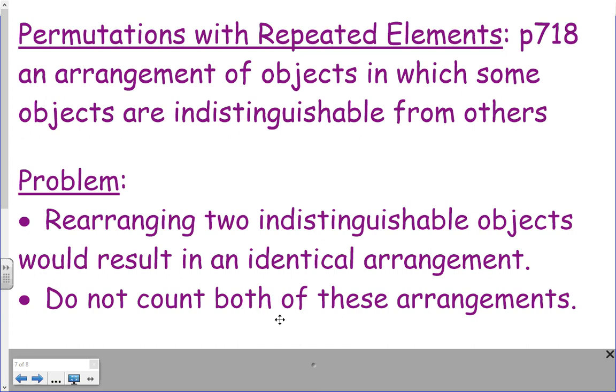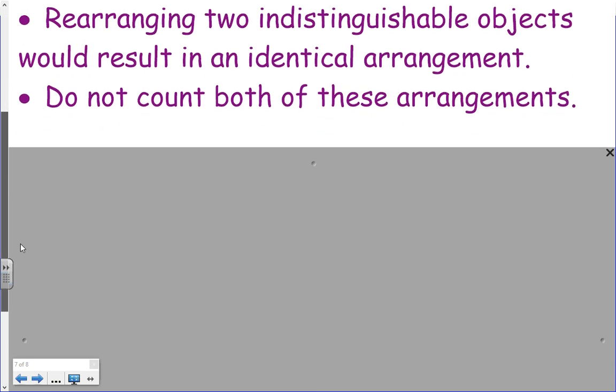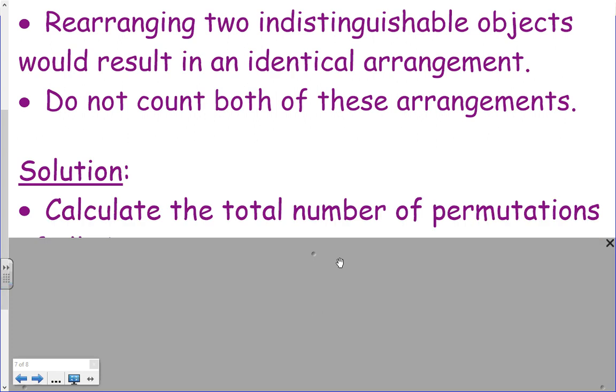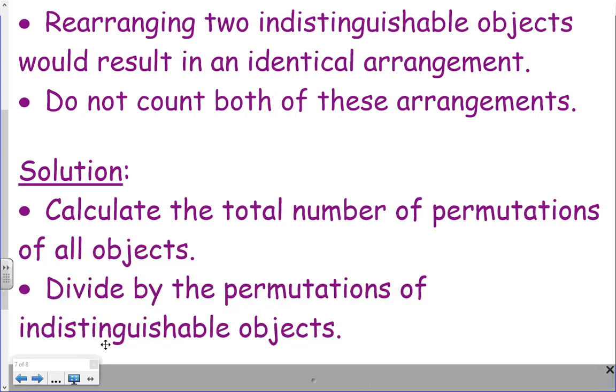Repeated permutations. So here's our solution then. This is how we handle that. And the problem is we can't distinguish them, so we shouldn't be counting them separately. So here's how we handle this.